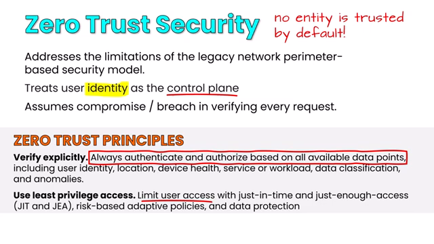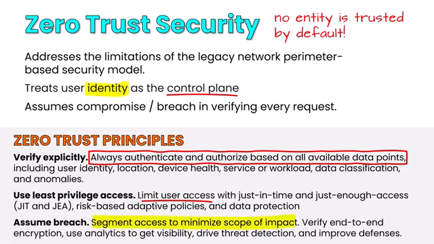Risk-based adaptive policies. So we're going to definitely deny authentication requests where we see, for example, impossible travel or a very unexpected location or other anomalous behavior that raises that user's risk profile. And data protection, like DLP, data loss prevention policies. And we assume breach. We're going to segment access to minimize the scope of impact. And we'll verify end-to-end encryption. We'll use analytics to get visibility and drive threat detection and improve defenses.